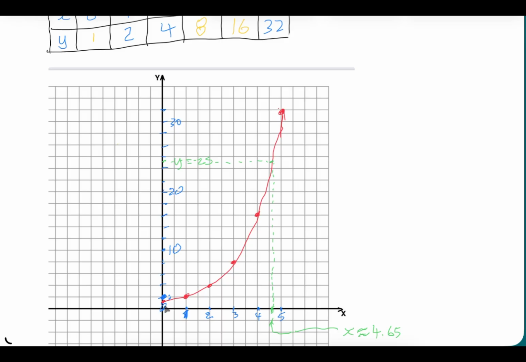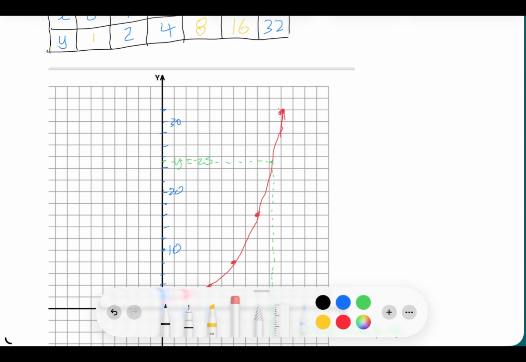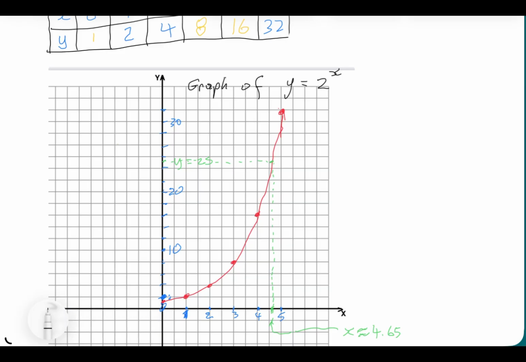Then plot your points: 0, 1; 1, 2; 2, 4; 3, 8; 4, 16; and 5, 32. This red line here is your graph of y is equal to 2 to the x. For a heading, you could put graph of y is equal to 2 to the x. Always have a heading on your graph. And then your y-axis is labeled, your x-axis is also labeled.